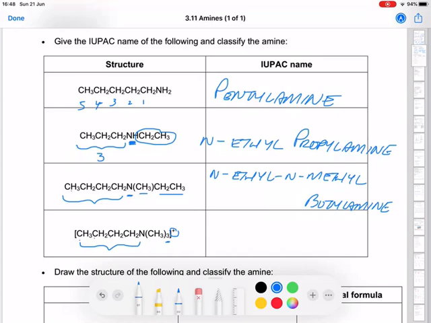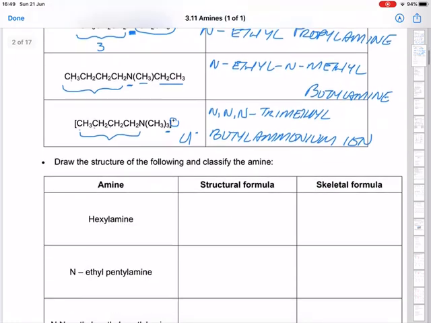Okay. So I've got 3 methyls, so it's going to be N, N, N, 1 for each of the methyls. Trimethyl. And then I've got butyl ammonium ion. Now, if there was the chlorine here, obviously the charges would cancel out, and then it would be N,N,N-trimethyl butyl ammonium chloride. Bit of a mouthful, but anyway, there we go.